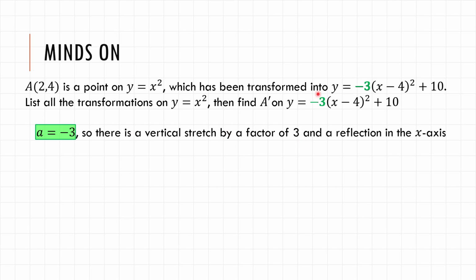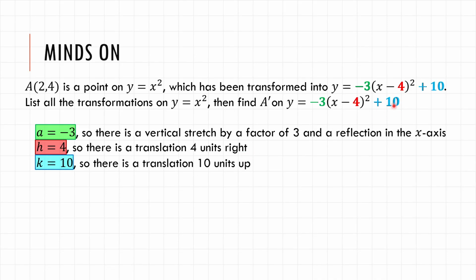The next one I'm going to look at is our h value. And our h value in this case is +4, not -4, although this says x minus 4. Remember that this is x minus h. So after this parabola was stretched and reflected, it was translated 4 units to the right, because that's +4, and that moves it right. And finally, the k value is 10, and that means this parabola was moved 10 units straight up. And that's after these two things had taken place.